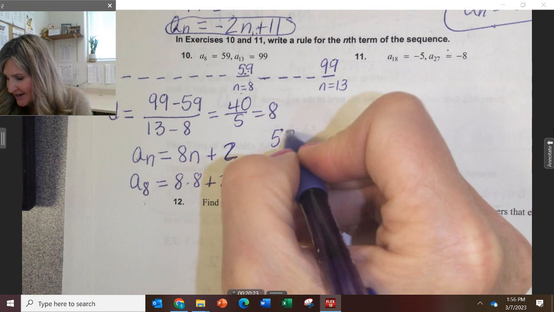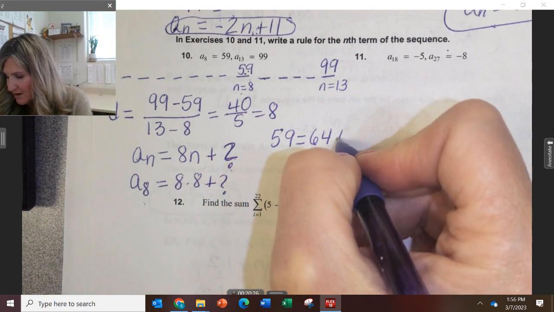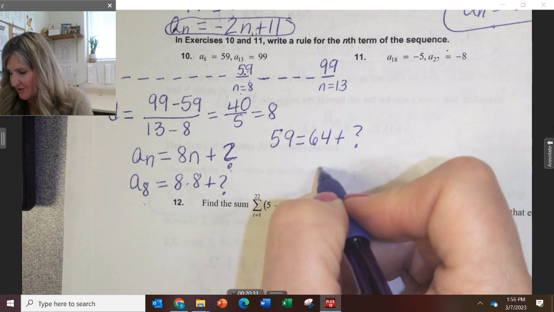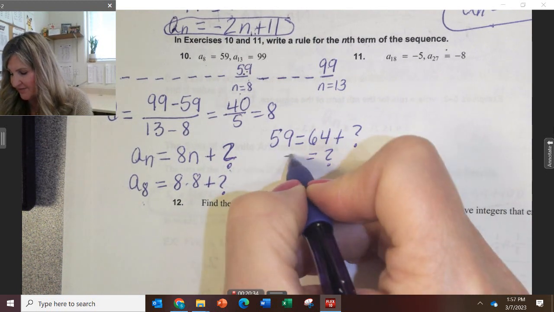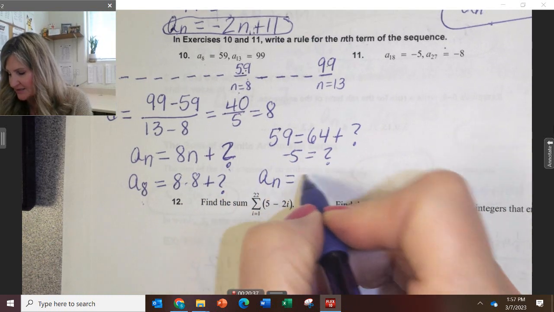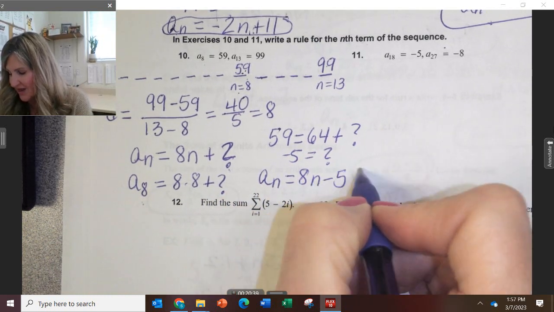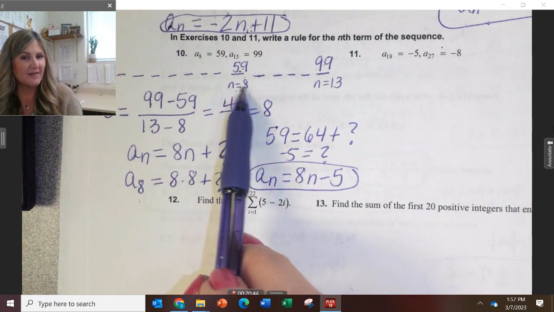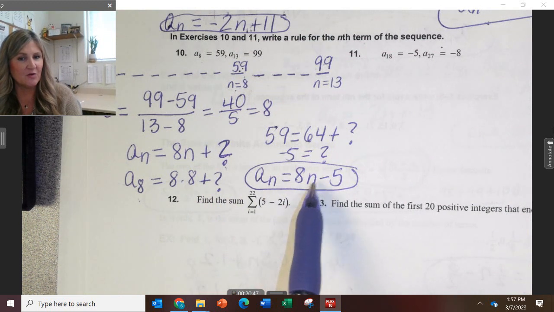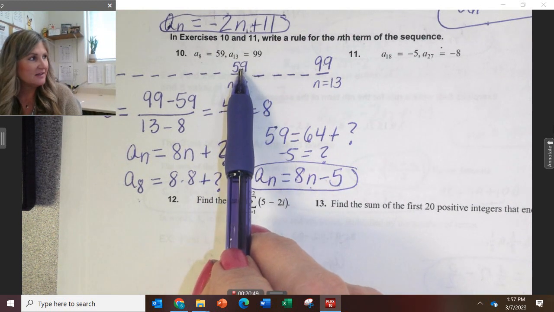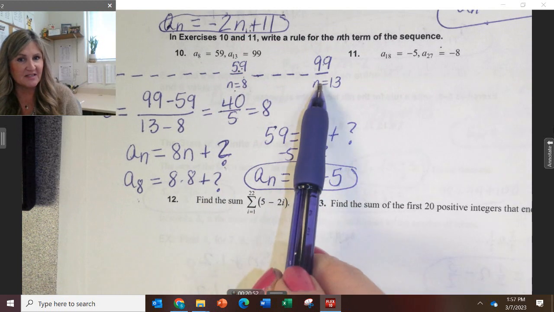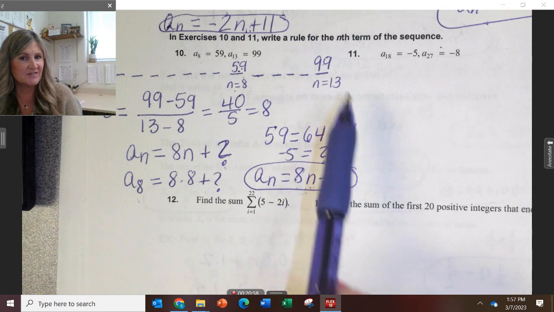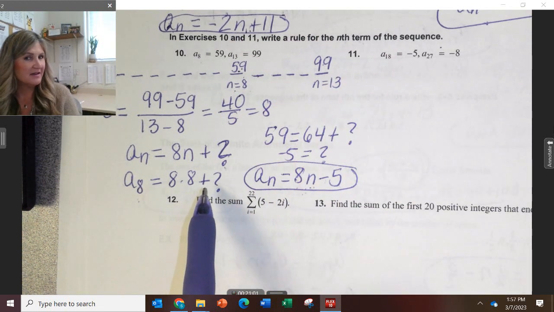So 59 has to equal 64 plus some value. What is that some value then? -5. So A sub n then has to be 8n minus 5. See how that's going to work? On the 8th term, 8 times 8 is 64, minus 5 is 59. So that's working, isn't it? I could test it on this. 8 times 13 is 104, minus 5 is 99. Okay?